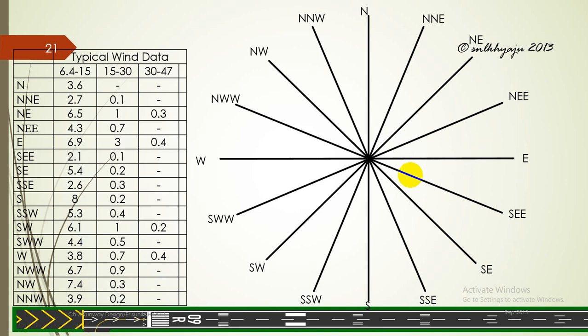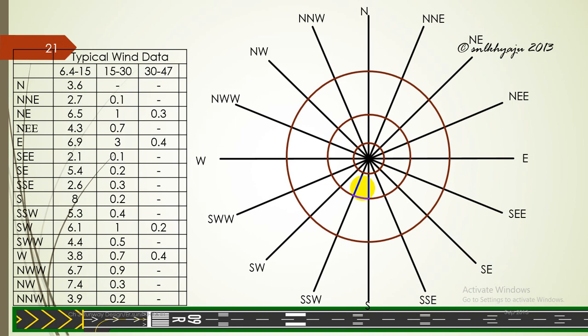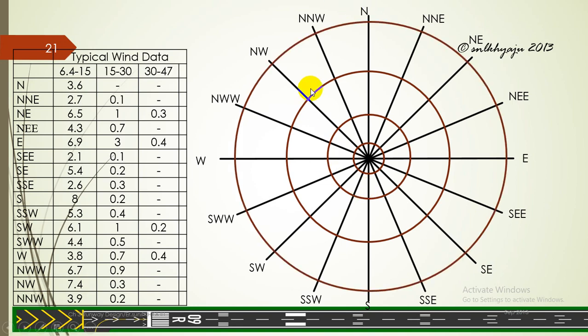and in these directions mark the circle of 6.4 km per hour, and this is the circle representing the intensity of 6.4 kilometers from the center line. And similarly, this is the circle representing the scaled value of 15 kilometers from the center. Similarly, this is the 30 kilometer per hour scaled from the center. And similarly, this is the circle representing the scaled value of 47 kilometer per hour.